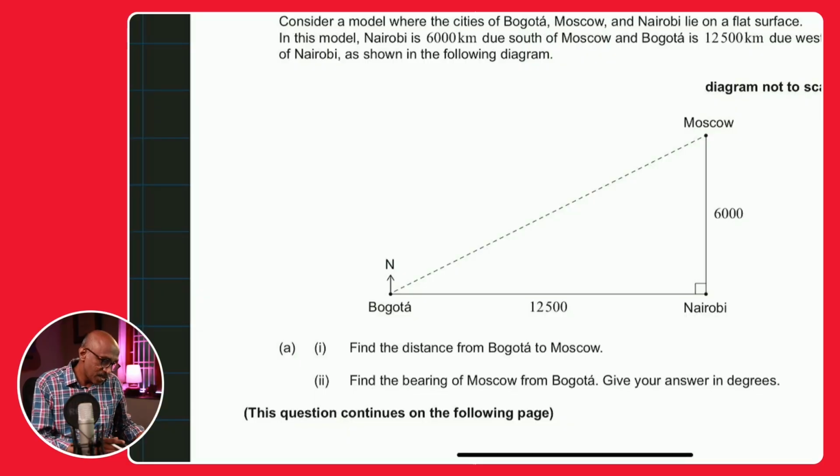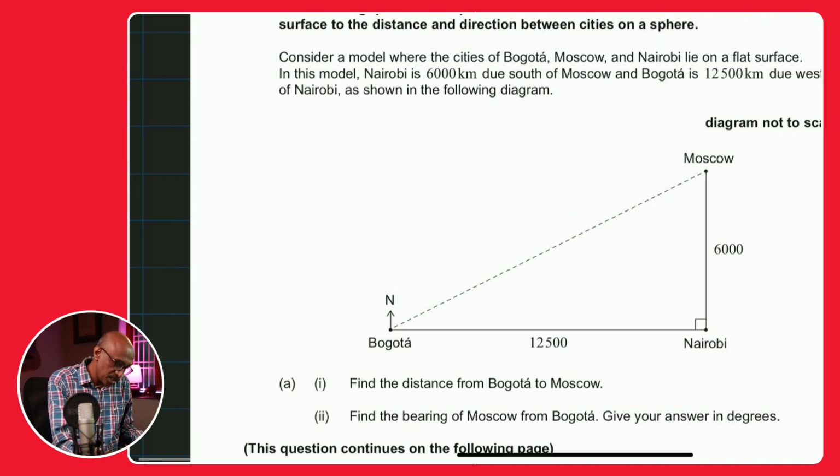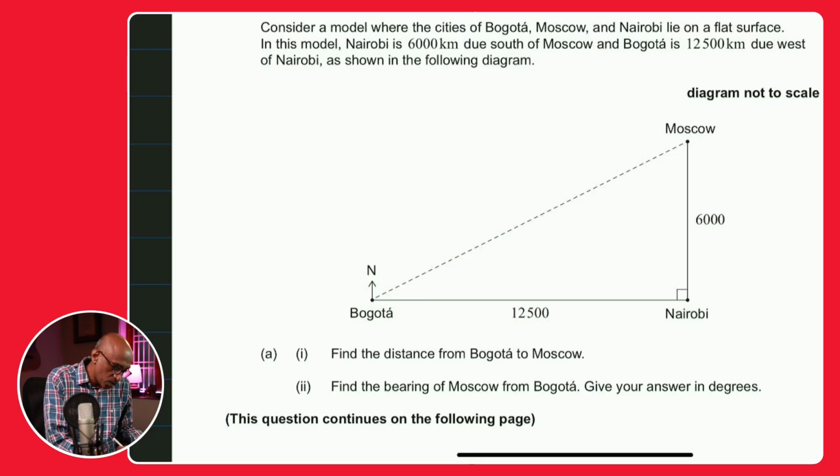The following question compares the distance and direction between cities on a flat surface to the distance and direction between cities on a sphere. Interesting. Consider a model where the cities of Bogotá, Moscow, and Nairobi lie on a flat surface. A flat surface is something like a map, so a two-dimensional map, as opposed to a globe. So this is the model on a map on a flat surface.